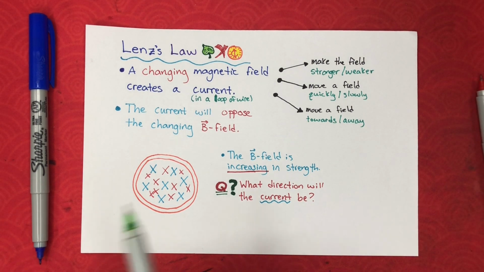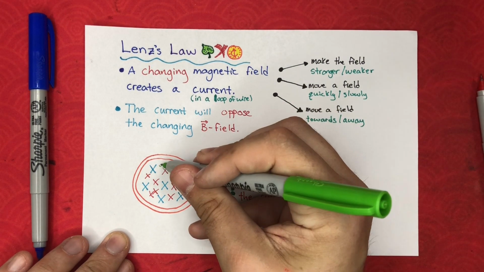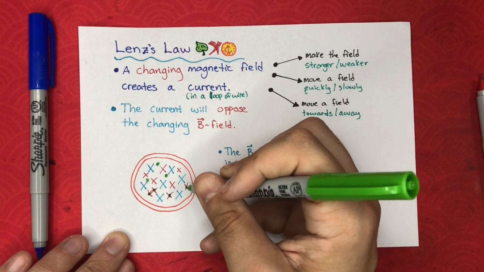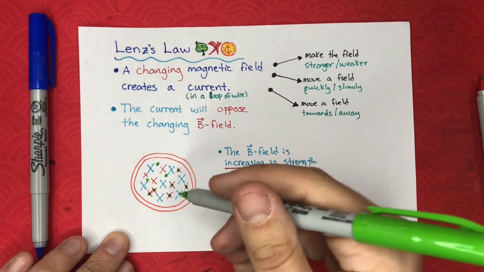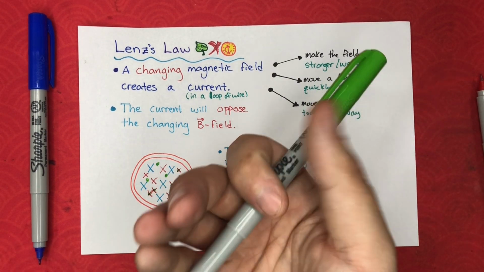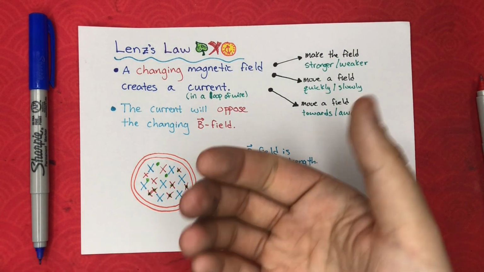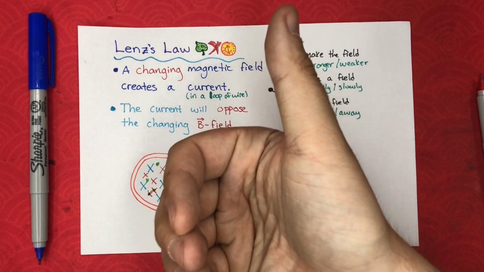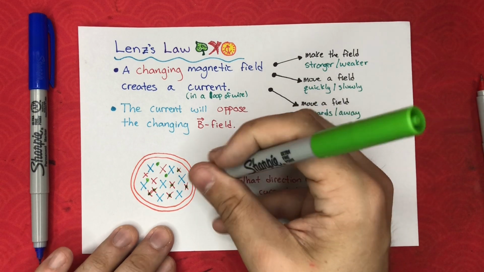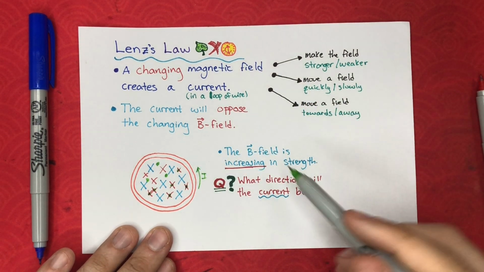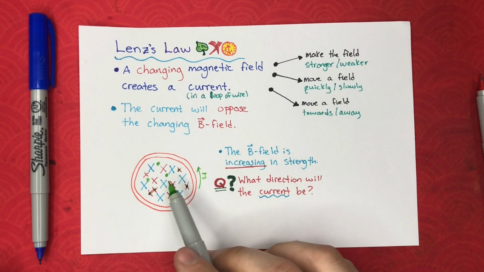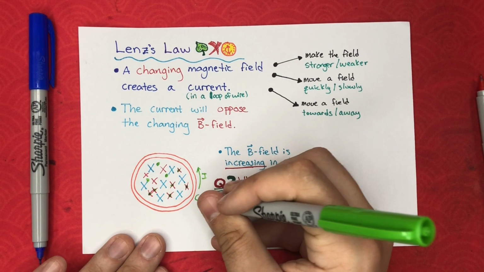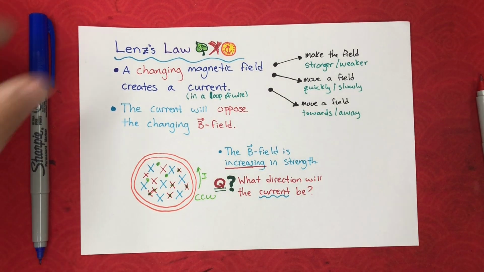Well, in order to oppose that changing B field, this current is going to want to make a magnetic field that goes in the opposite direction to cancel out all of those new field lines that come into it. Well, in order to make a magnetic field pointing out of the page, we need to use our right-hand rule. So our fingers should be pointing in the direction of the created magnetic field, and our thumb will point in the direction of the current. So our thumb is pointing upwards, so that means that the current is going to go in this direction. Okay? So an increasing strength magnetic field into the page is going to create a current that goes counterclockwise. Now let's take a look at some other examples here.